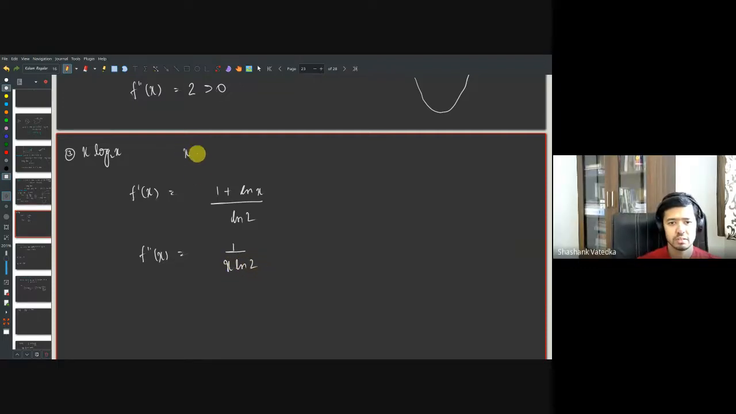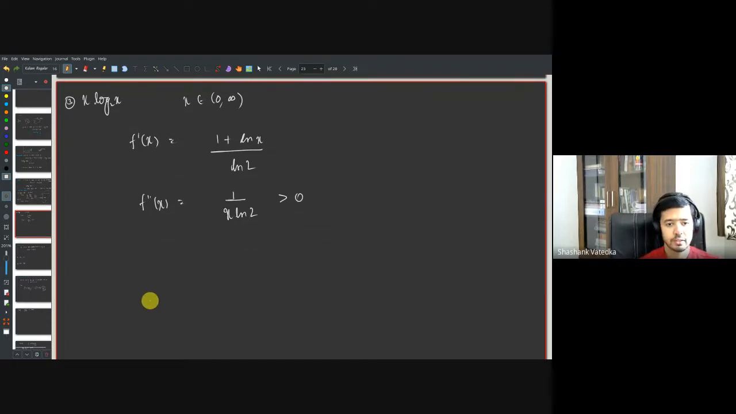Again, x is in 0 to infinity. This is always going to be, well, it's again strictly greater than 0, right? So this is another example of a convex function. Okay, so just keep this in mind that x log x is convex. We'll use this in a few minutes.